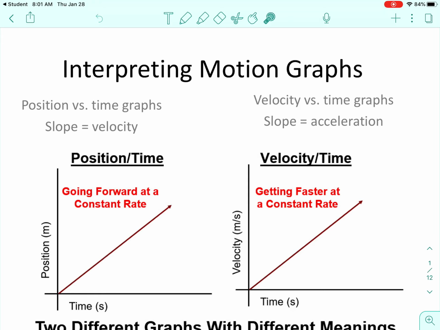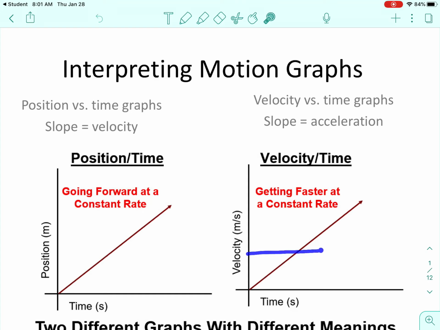For a velocity time graph, we are graphing our velocity, how fast we're moving, in regards to time. Again, time is on the x-axis, so velocity is on the y. So as time goes by, you're graphing how fast you're going. If your line's going up, that means you're going faster and faster and faster. So that's acceleration. You're accelerating if you have a line going up.